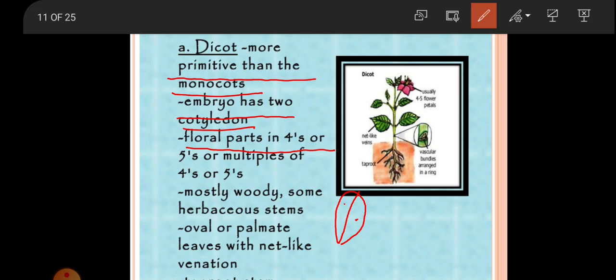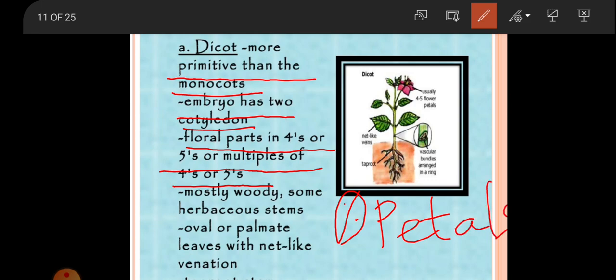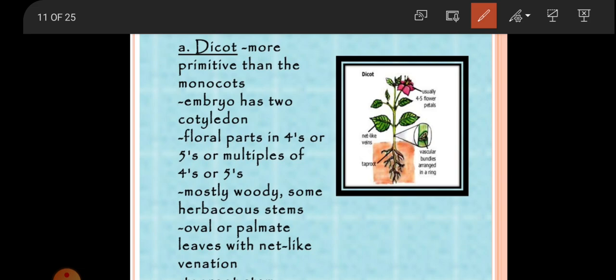Floral parts are in 4s or 5s or multiples of 4s and 5s. Floral parts means what? The petals and sepals. So sepals and petals are 4 in number or 5 in number or multiples of 4 or multiples of 5. These are the floral parts.